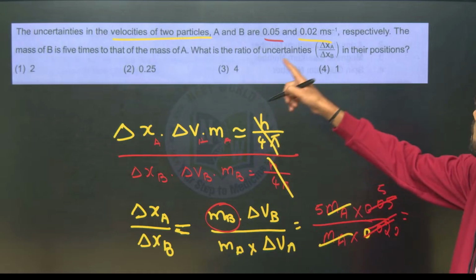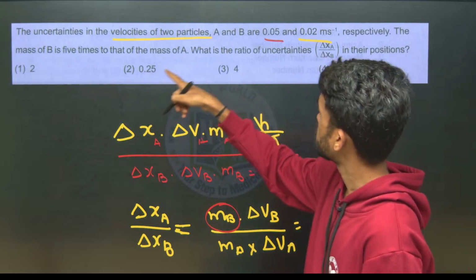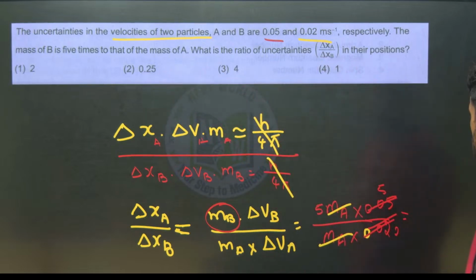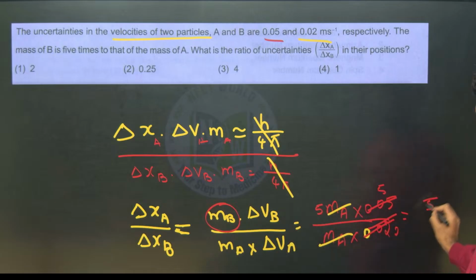So uncertainty in the velocities, the ratio of 5 times the mass of A, what is the uncertainty in their position. So we have the mass of B is 5 times the mass of A, so 5, 2 here we have, and ratio of uncertainties will be 25 by 2 we got now.